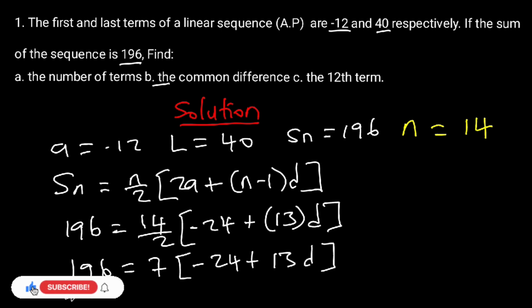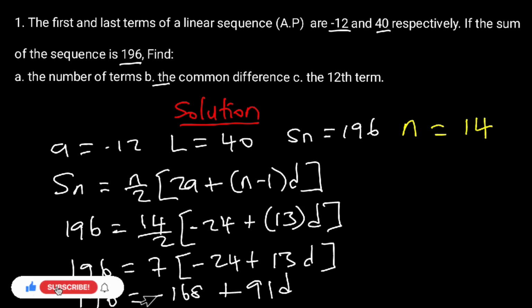So we have 196 is equal to 7 times minus 24. So this is 7 times minus 24, which is equal to minus 168, then plus 7 times 13. So just use your calculator. 7 times 13 is equal to 91. Then we have d. So the next thing we're going to do here is to collect like terms.